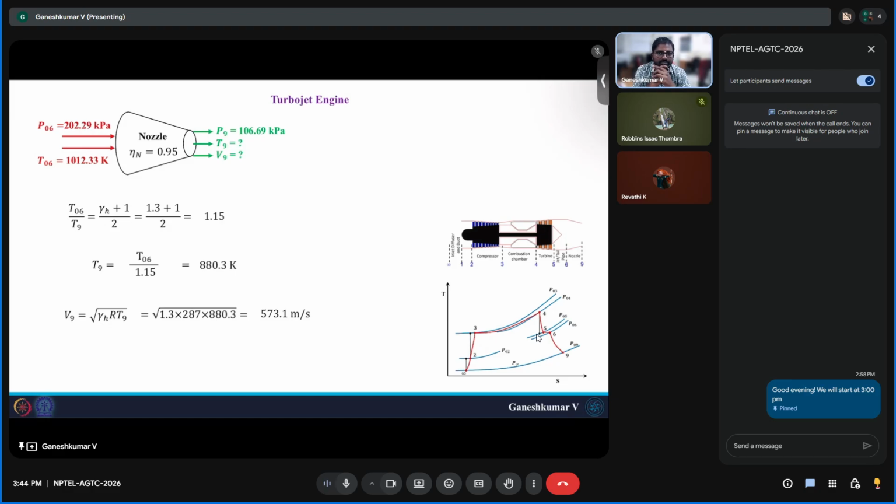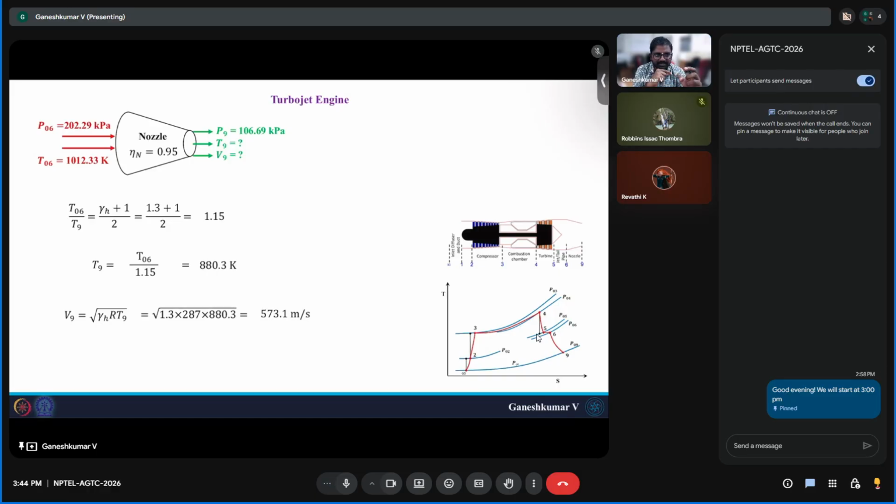The stagnation is not going to help. So imagine, this is a nozzle, right? In an ideal scenario, it's going to go through isentropic expansion. During an isentropic expansion, the stagnation properties will never change. But since this is not an isentropic process, but still it's an adiabatic process.